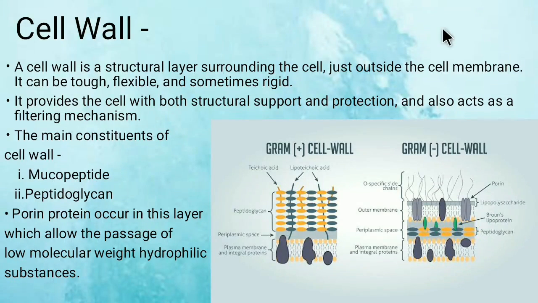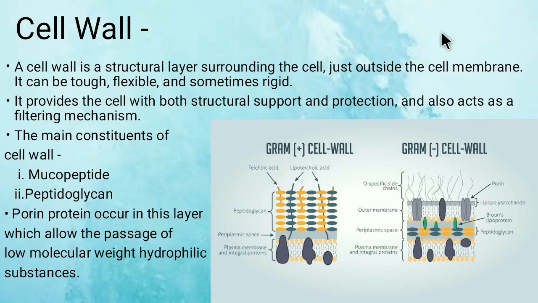Cell wall. A cell wall is a structural layer surrounding the cell just outside the cell membrane. It can be tough, flexible and sometimes rigid. Cell wall is elastic, porous and freely permeable to solutes less than 10,000 Daltons. It provides the cell with both structural support and protection and also acts as a filtering mechanism. The main constituents of cell wall are mucopeptide and peptidoglycan.